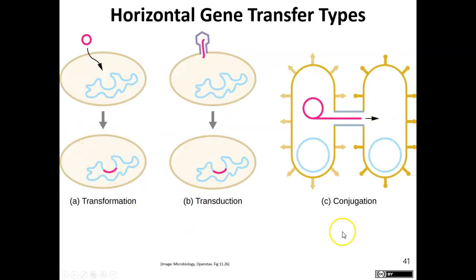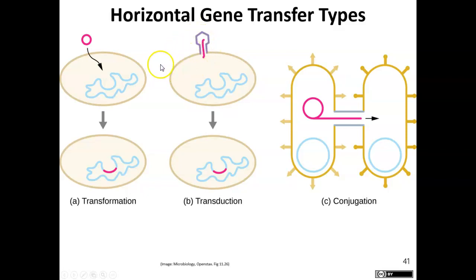And so here are the 3 mechanisms. Here we have transformation. This cell leaks out information. Okay, actually you're not really seeing that. You're seeing up here, a cell up here dies, leaks out information. That information is taken in by another cell, and then that cell incorporates that information into its DNA, and it's been transformed.